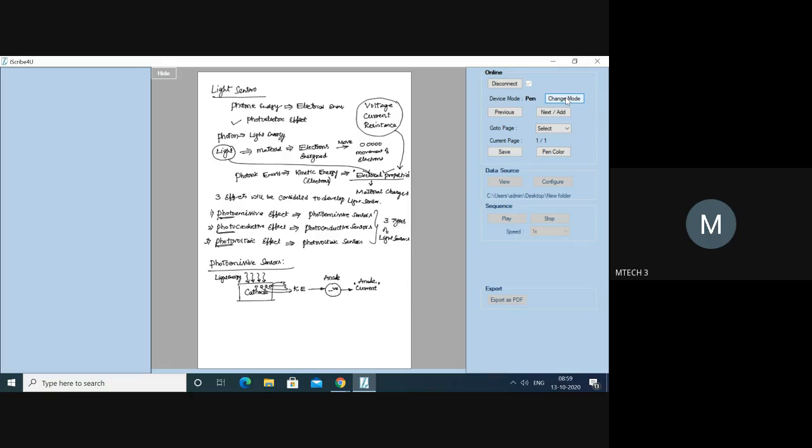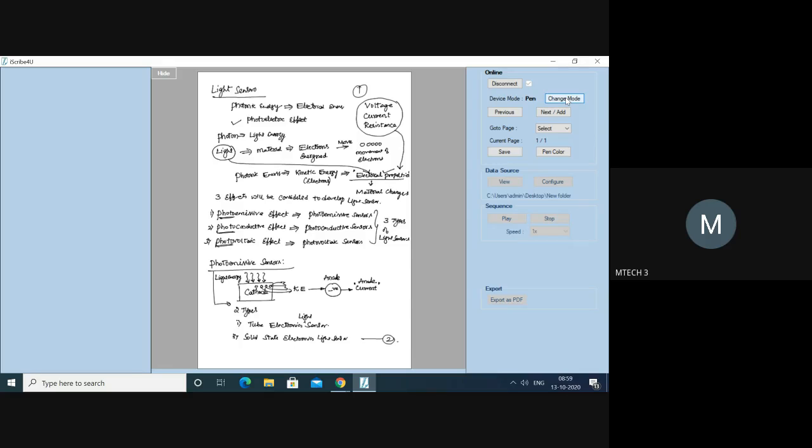Under this photoemissive sensor we have two different types. Number one is called the tube electronics light sensor. The second one is going to be called the solid state electronics light sensor. So we'll move to the second page.